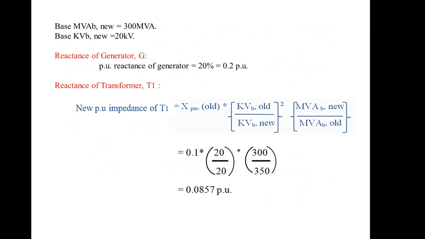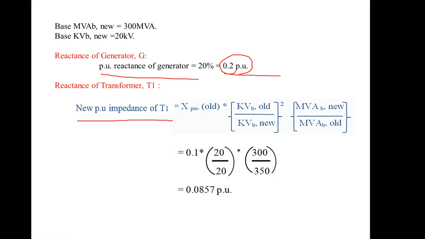First, the given data for the generator: base MVA is 300, base kV is 20 kV, and reactance is 20%. Calculating the percentage, we obtain 0.2 per unit. This is the formula to find the new impedance. For the generator, 20% is directly given, so we just found 0.2 per unit. No need to apply all the formulas.